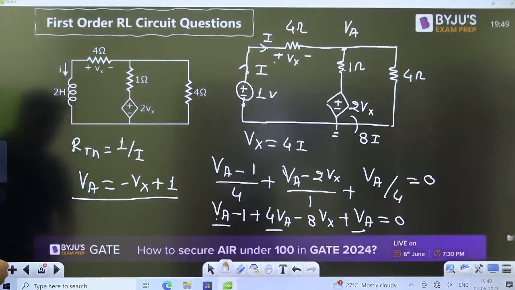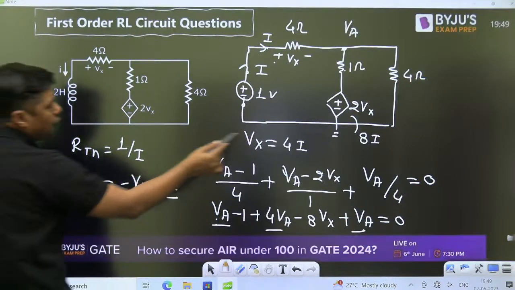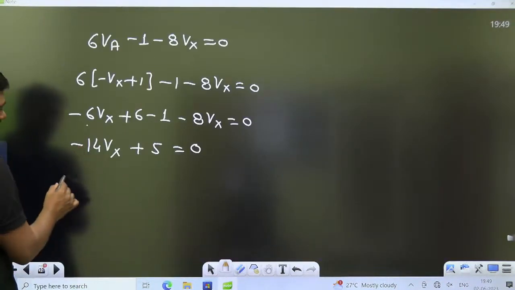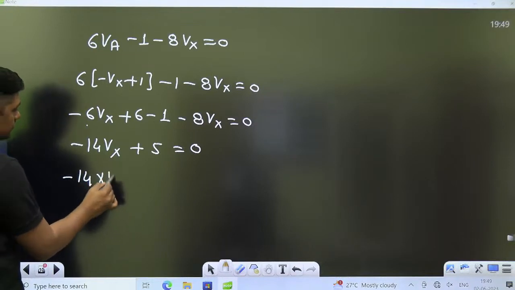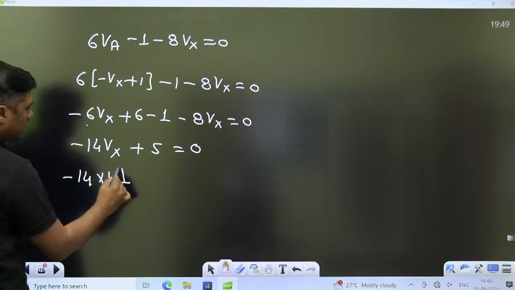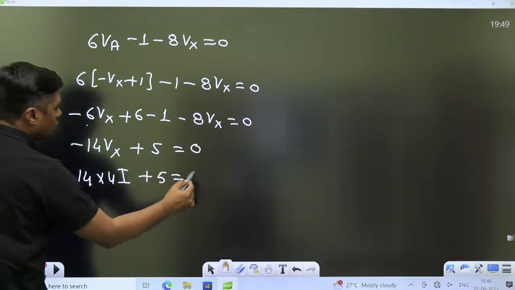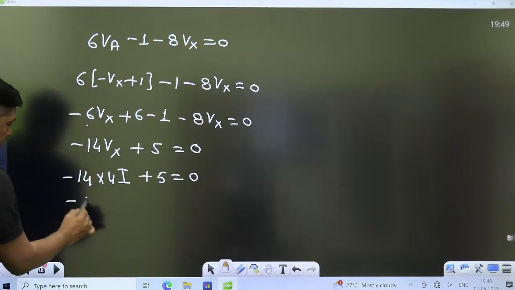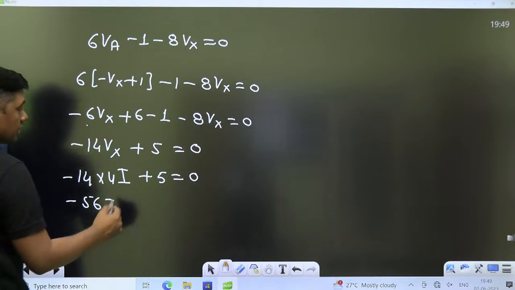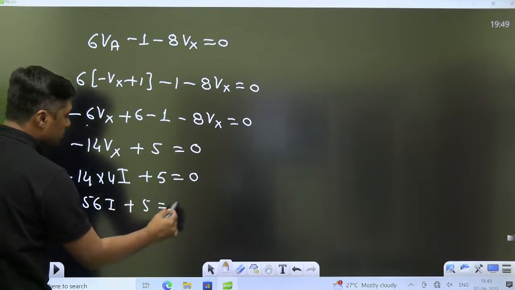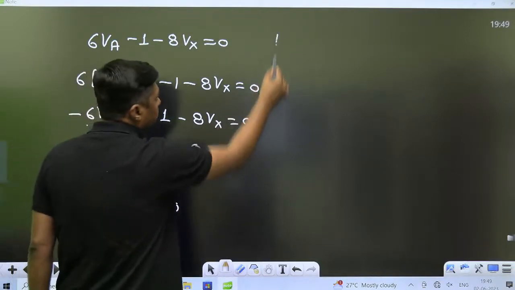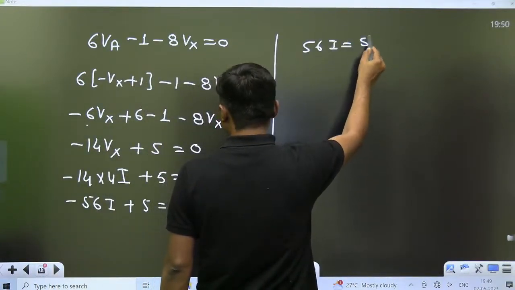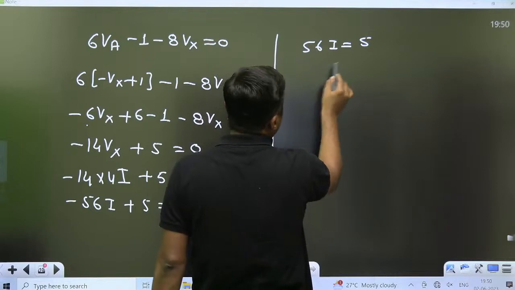Now what is the Vx? Vx is 4 times of I. Vx is nothing but 4 times of I. You can put it: minus 14 Vx plus 5 is equal to what? 0. Now this is 56 times of I plus 5, then you can find 56 times of I is equal to 5, right? So what is the 1 by I?